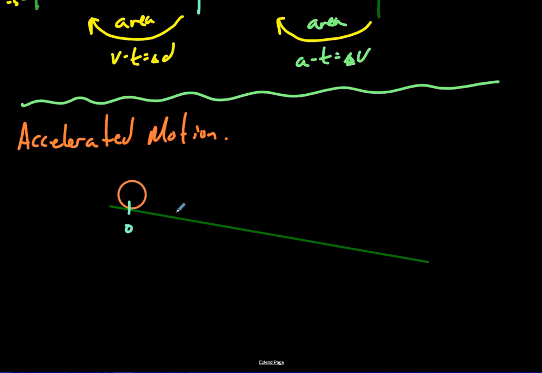You can call this 0. We know its velocity at the beginning is going to be nothing, so we're just releasing it. We know down here it's going to have some higher velocity, something higher than 0.